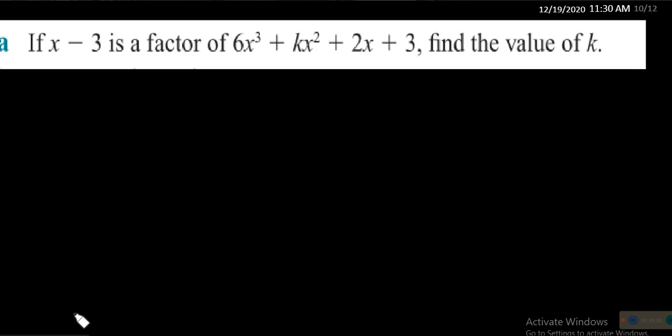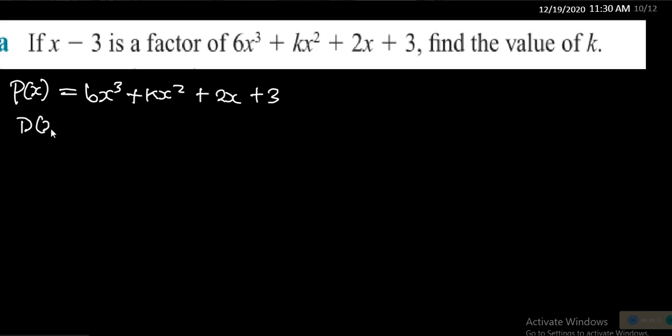The last example here is the last one. Let's see. If x minus 3 is a factor of 6x cubed plus kx squared plus 2x plus 3, find the value of k. Okay. So let's write down the polynomial. The polynomial p of x is 6x cubed plus kx squared plus 2x plus 3. Then the divisor, which is the factor, is x minus 3, and since x minus 3 is the factor, let's say x equals 3. So let's find p of 3.